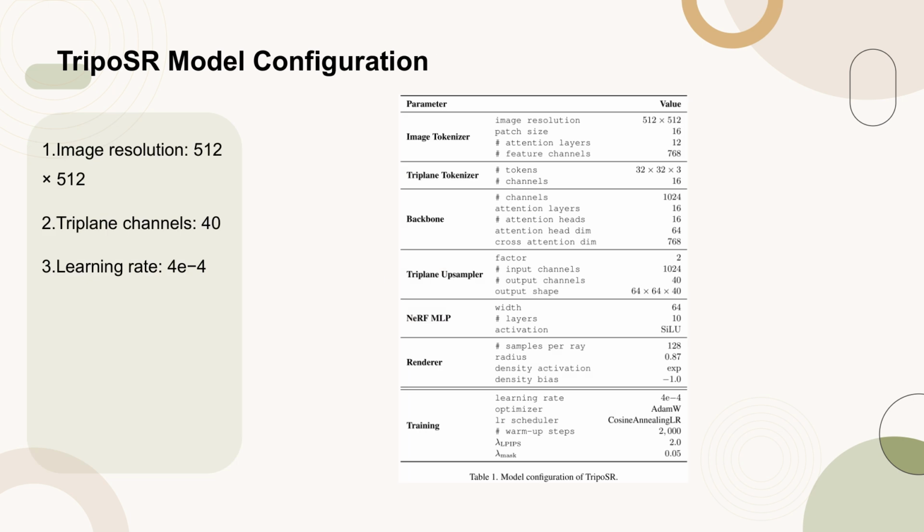Table 1 provides the detailed model configuration of TripoSR, highlighting key parameters such as image resolution, triplane channels, and learning rate. The image resolution is set at 512 by 512, ensuring high-quality input for the model. The triplane channels are configured at 40, balancing reconstruction quality and computational efficiency. The learning rate is set to 4e-4, which is crucial for the model's optimization during training.